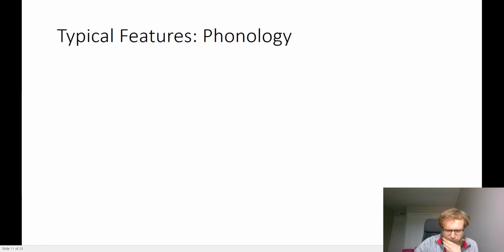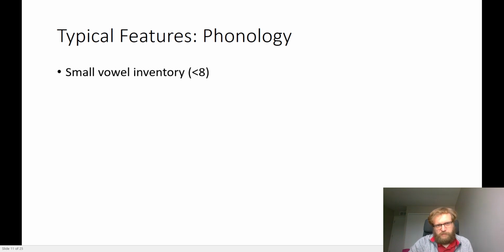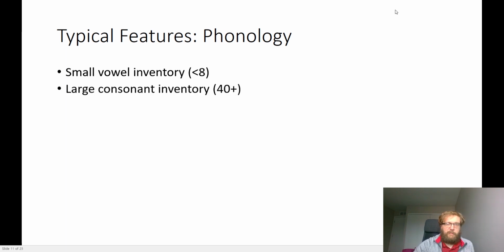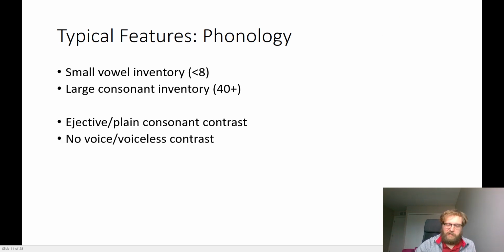As far as typical features of these languages, you often phonologically see a very small vowel inventory. That's pretty typical in a lot of languages of North America, as we'll talk about, but we also see a really, really large consonant inventory. There are some incredible consonants and consonant clusters here. We see some pretty complex sounds within that large consonant inventory. We see ejectives and plain consonants contrasting, but we don't see voiceless contrasts.